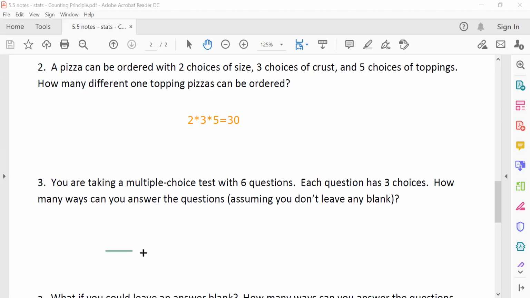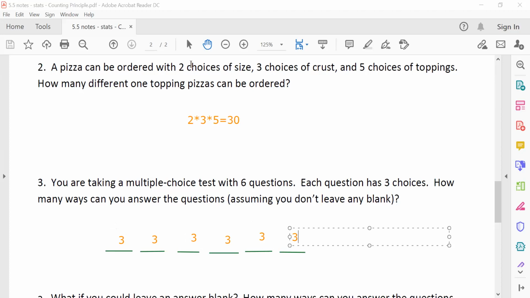Well, there's 6 different questions. 1, 2, 3, 4, 5, 6. Each of those questions is going to form like a category here. And each of those has 3 possible choices because that's just what it tells us. So what's interesting about this one is you're just doing 3 times 3 times 3 times 3.